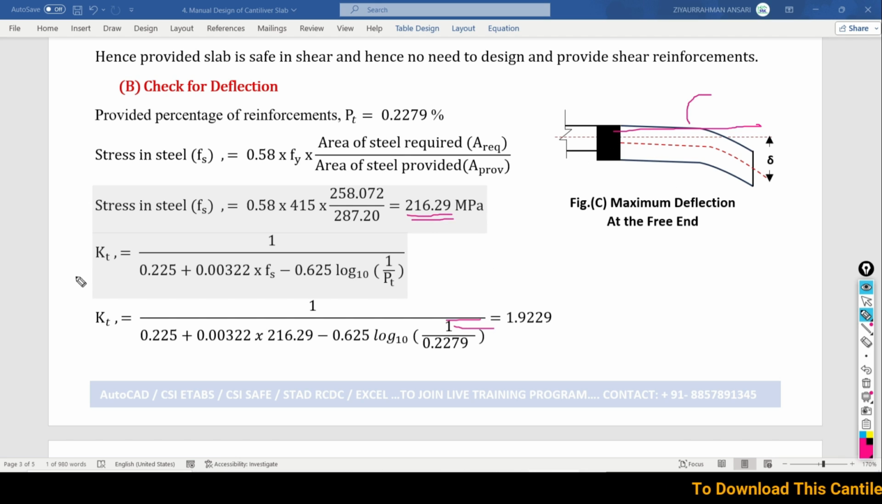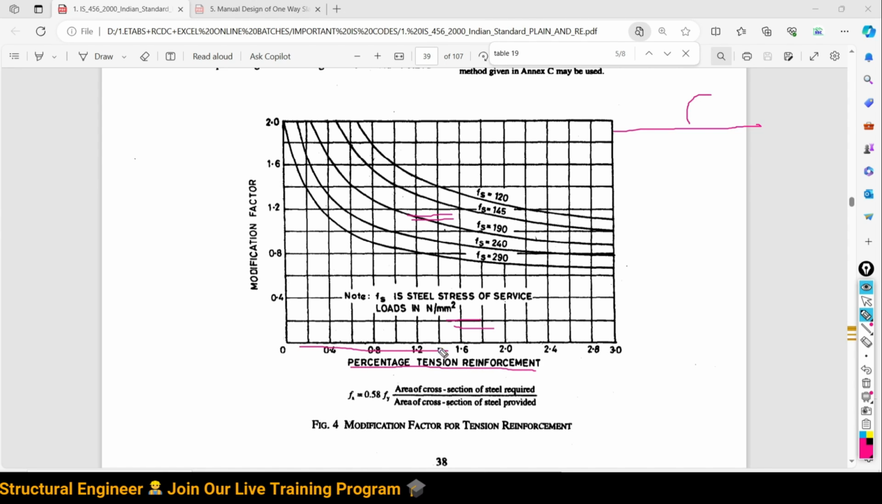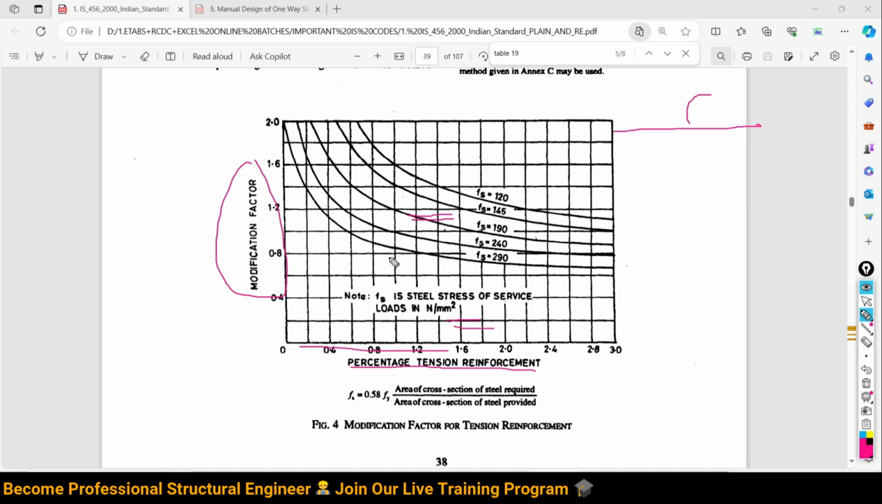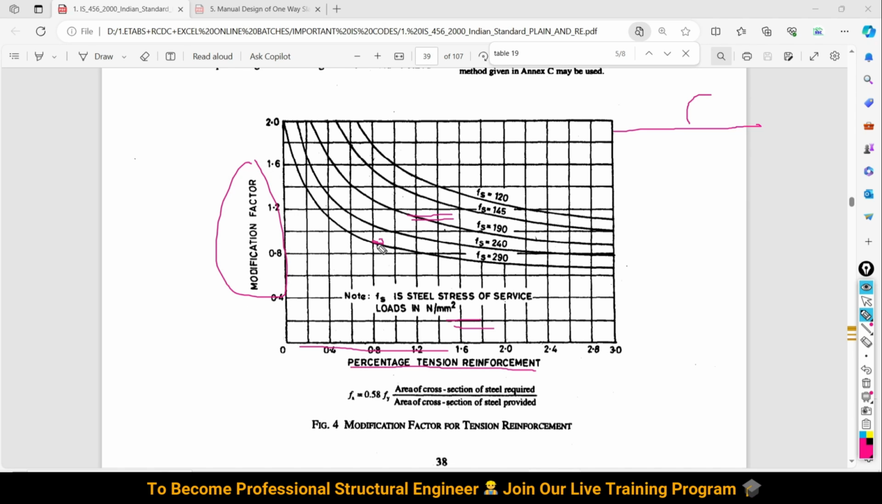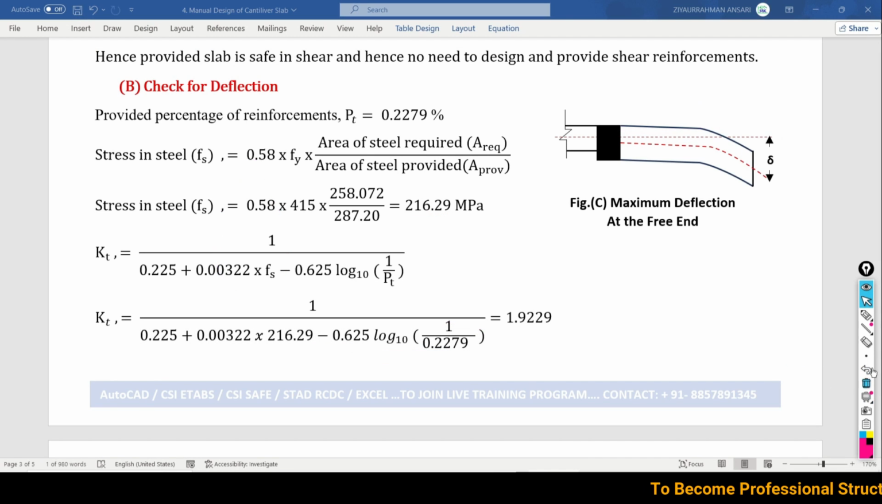Now in your books you have to go through this chart for finding out this modification factor. This modification factor is due to the percentage of reinforcement along this span, and by intersecting the point, you have to find out the modification factor. But I am not going to adopt this practice. I am going to use a formula for calculating the modification factor.